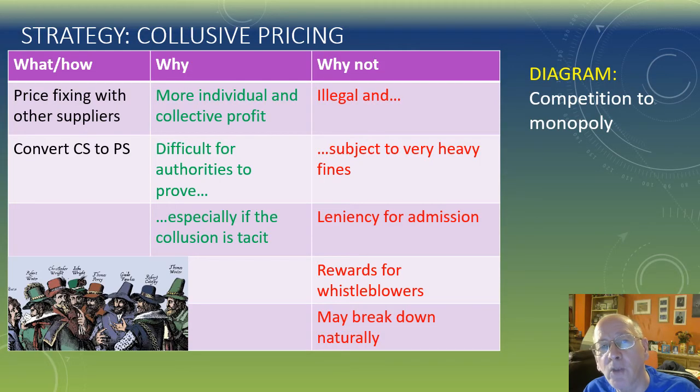So the first possible strategy is collusive pricing. Watch my video on collusion. What are you doing? You're price fixing with the other suppliers. The aim is to drive up collective price and drive up collective profit. It's quite difficult sometimes for the authorities to prove, especially if you're dealing with tacit collusion. So that's why you do it.